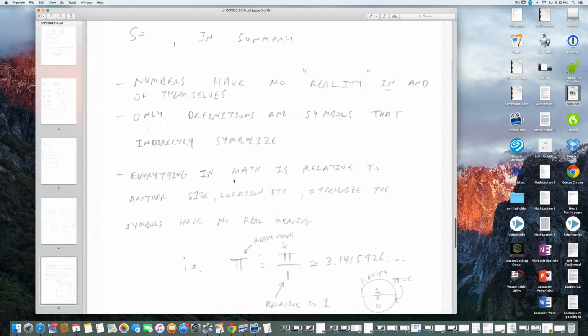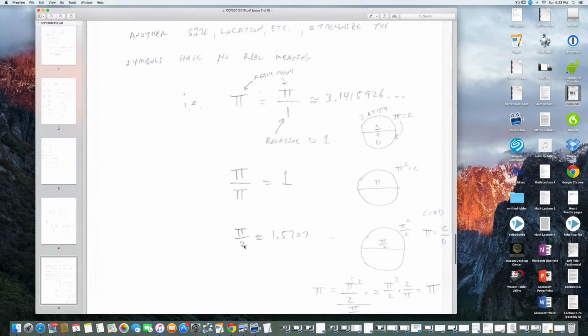Everything in math has to be relative to another thing, like the size of something. In other words, the number has to be relative to our standard unit. Otherwise, it makes no sense. If I put pi over 0, in mathematics, that becomes undefined in the language. And you can go back to my other lectures to see why that's true and why the language breaks down sometimes. But we could put pi over 2.